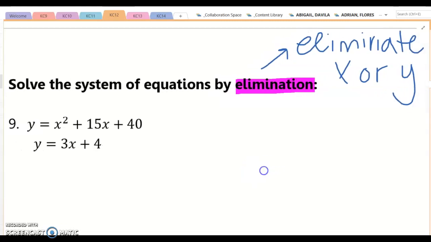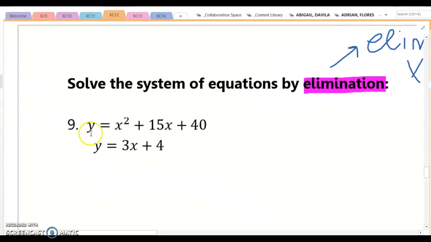So we have our system. We've got y equals x squared plus 15x plus 40 and y equals 3x plus 4. With elimination, in this case, we've got an x squared and an x, so that's going to make it very hard to eliminate x. But in both equations, you just have y. So it's actually much easier to eliminate y in this case because both equations already just have y and y. So we're going to try and eliminate y, make them cancel each other out.